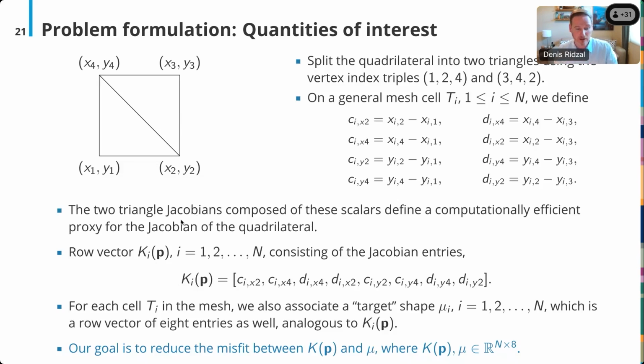Now for each cell, Ti, we will also associate a target shape, mu I, that we want. So those will be these shapes that we can compress down to. And those will be also vectors with 8 entries, analogous to this Ki. And what we want to do with this optimization is reduce the misfit between K of P and mu, where these are matrices in R^(n by 8). I haven't told you how to define the mu's. I'll tell you that in a second.